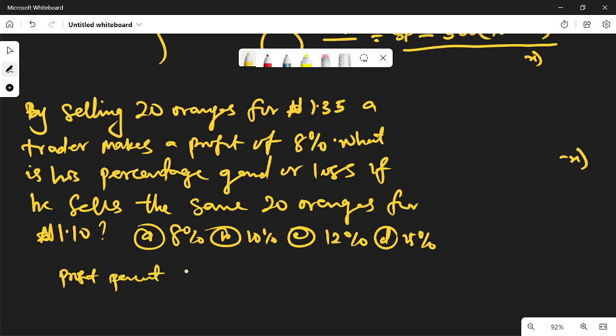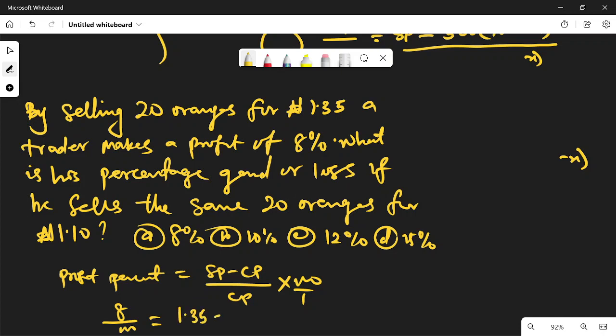profit percent, that will become what? Selling price minus cost price over cost price times 100 over 1. So if the percent is 8%, that is 8 over 100. We don't know the selling price, sorry. We know the selling price to be what?